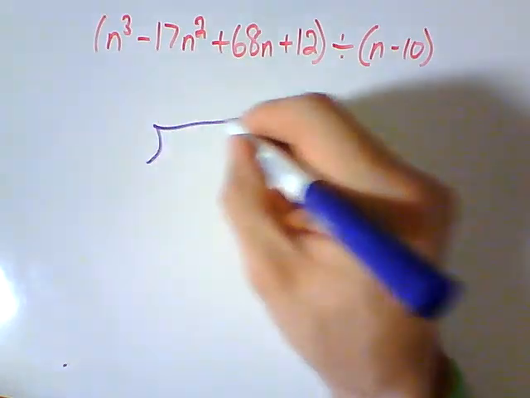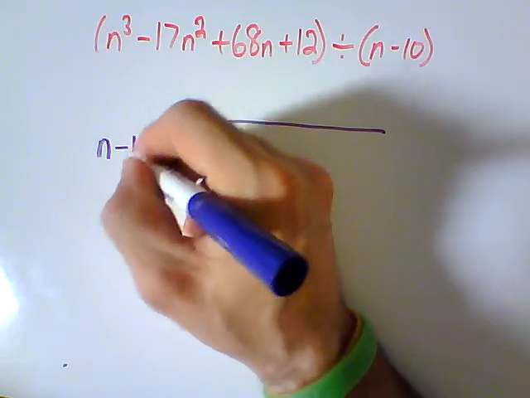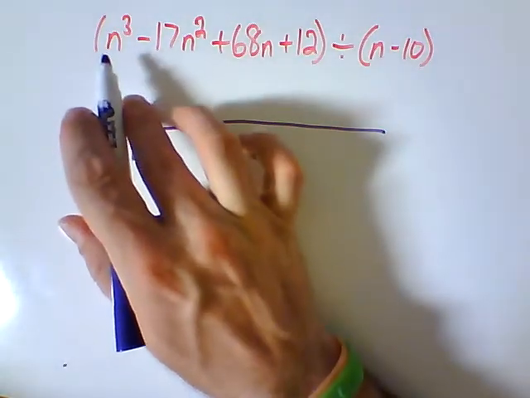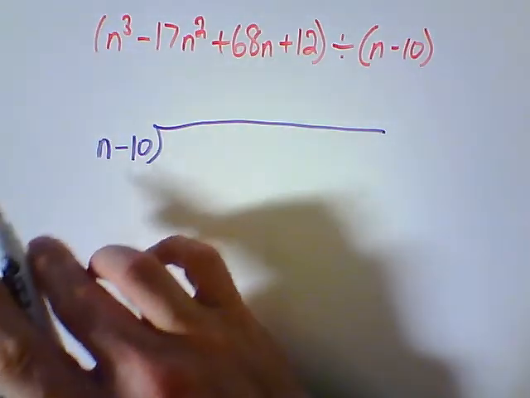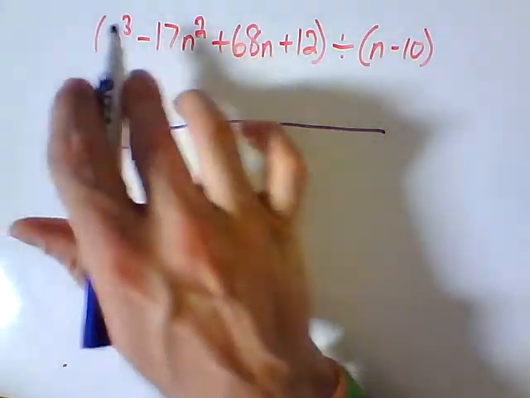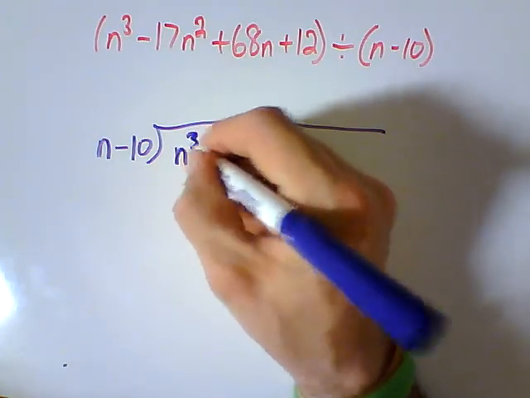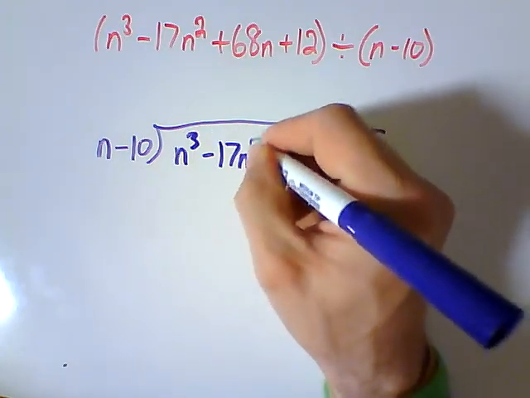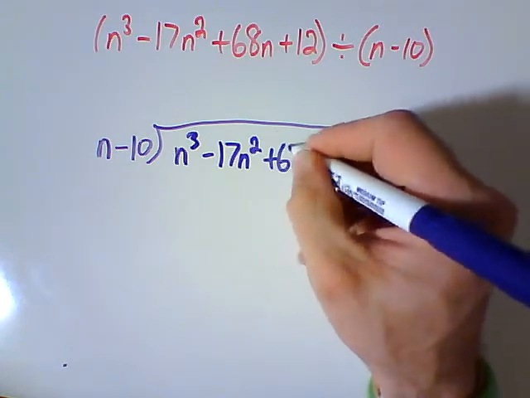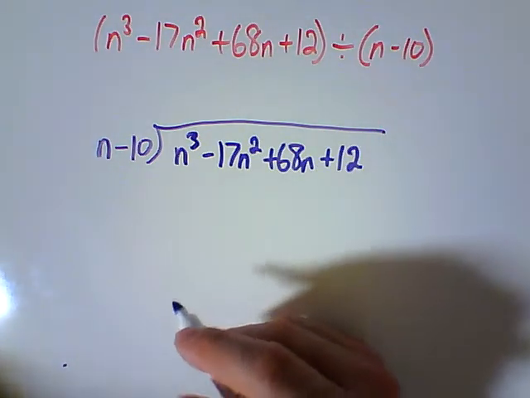Here's my little division sign. I'm dividing by n minus 10. Make sure the most powerful thing is first, and go. Here, make sure I'm not skipping any powers and it's in the right order. n cubed minus 7 minus n squared. 3, 2, 1, 0. Those are the powers. Checking out the powers, really. n cubed minus 17n squared plus 68n. That's a scary number. Plus 12. Don't be scared.